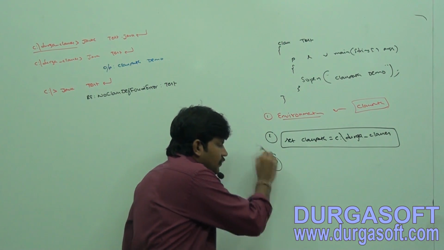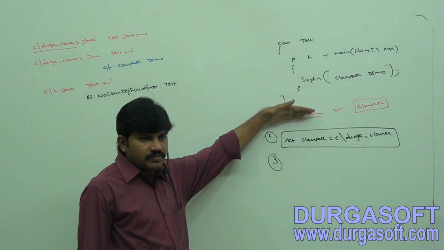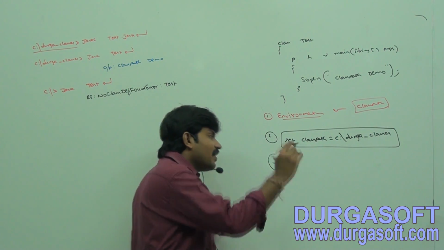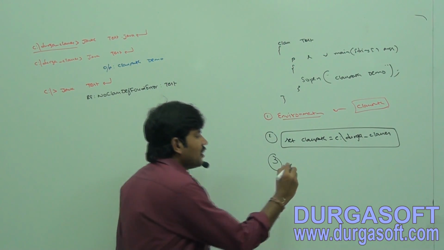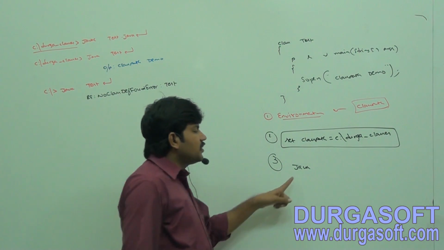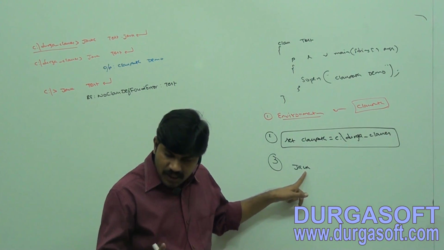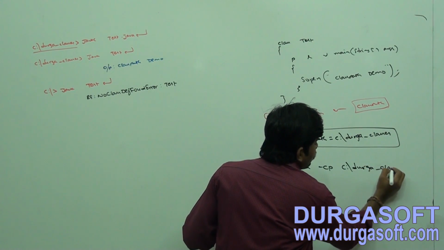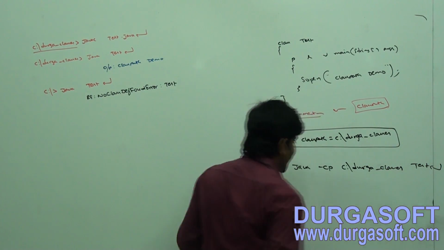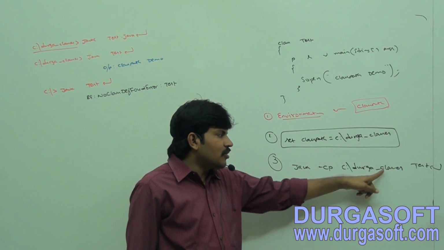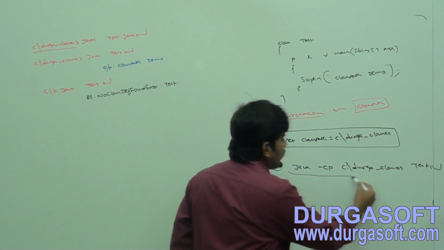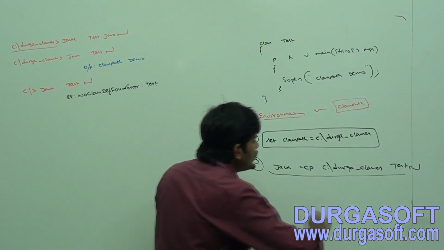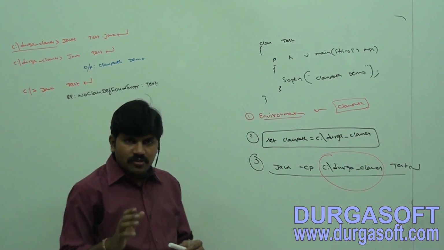Next, the third one. At system level is the first one, at command prompt level is the second one, and the third one is at command level. Java, to execute this command, if you require any .class file, -cp, can you please search in C:Durga classes and then execute test? Java -cp C:Durga classes and then test.